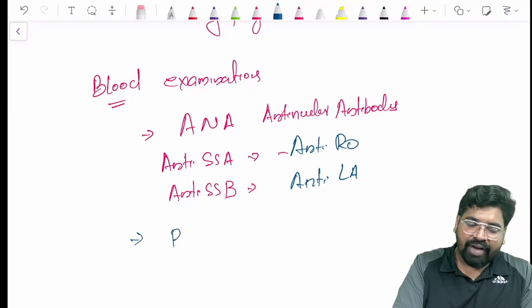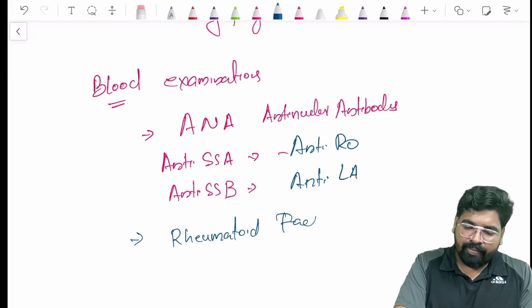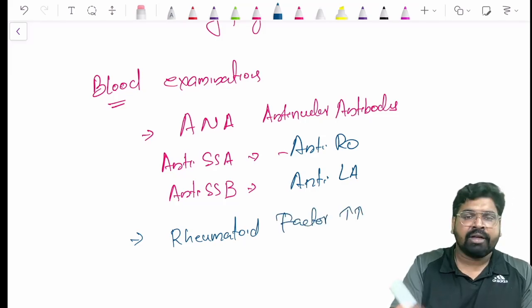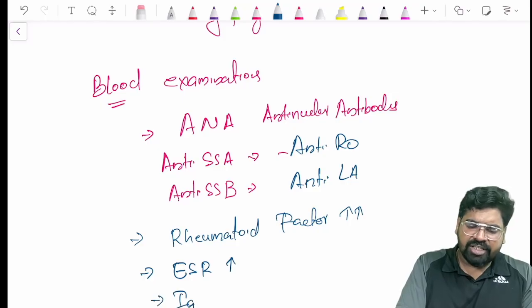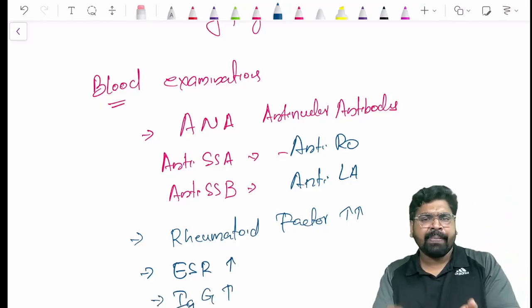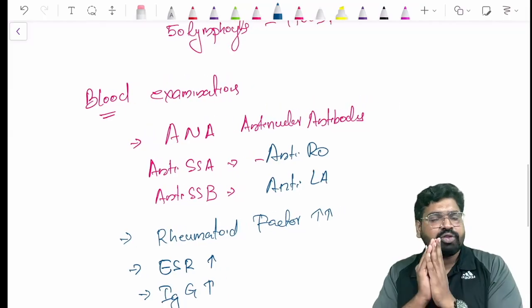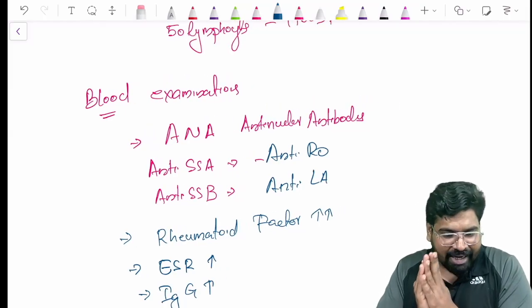Rheumatoid factor can be seen increased in your blood. You can see ESR is increased. Your immunoglobulin G, IgG, is increased. All these are certain findings in the blood. So this is Sjogren syndrome. I hope this is clear to you.